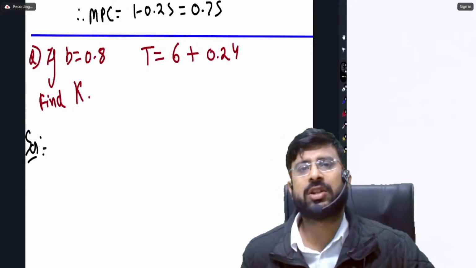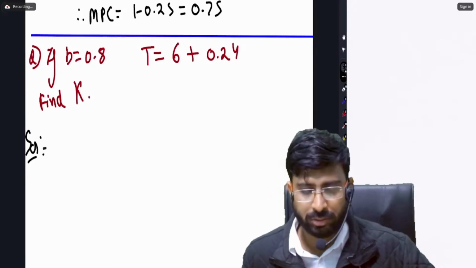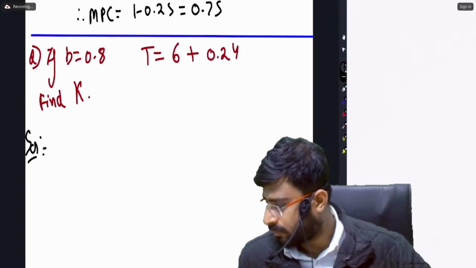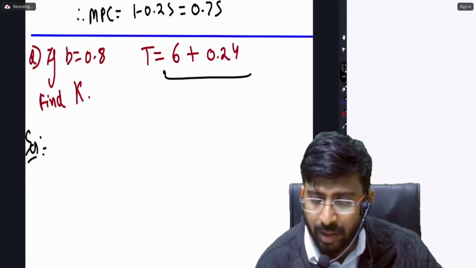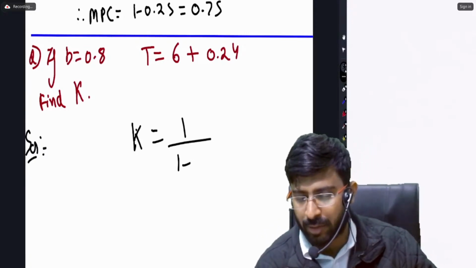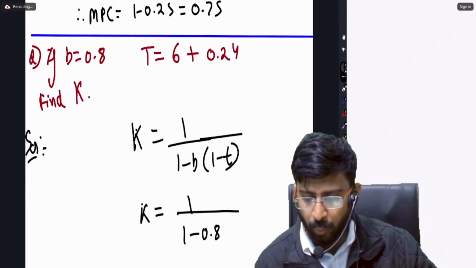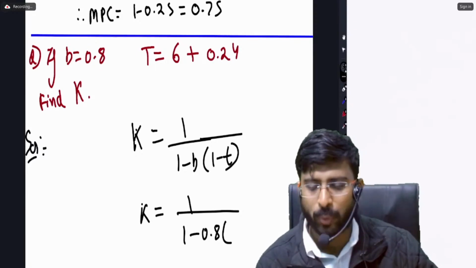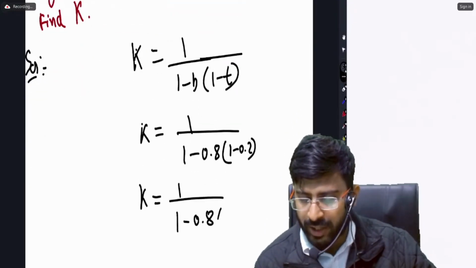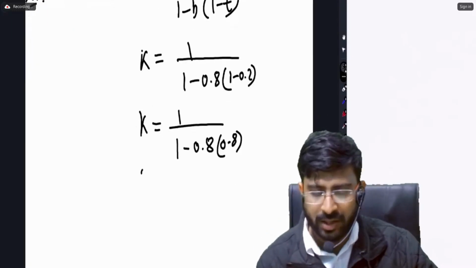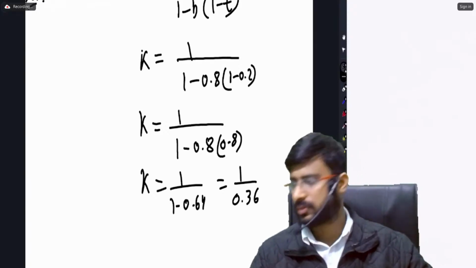Planned investment means what the economy is planning to invest, actually what the economy is actually investing. Only that is needed to be known. You have forgotten something. I told you when the tax component is given, the formula of the multiplier becomes 1 by 1 minus B into 1 minus tax. Tax is 0.2, so 1 minus 0.2. So K equals 1 by 1 minus 0.8 into 0.8, that is 1 by 1 minus 0.64, that is 1 by 0.36.